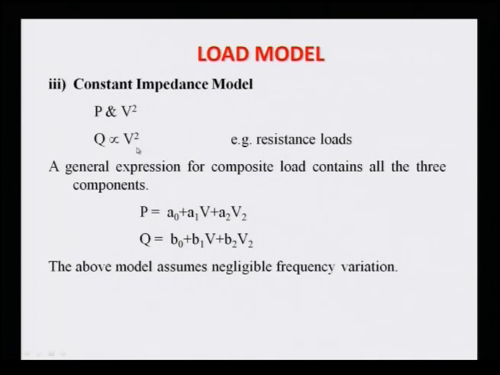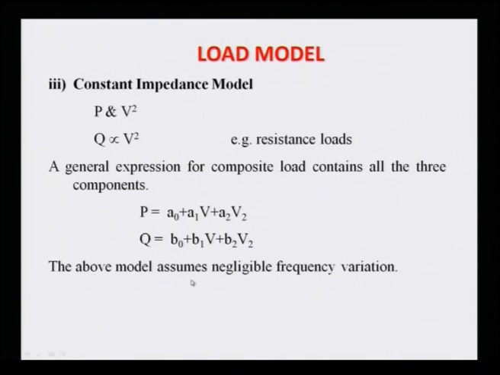So, taking care of all the three types of load, we can consider a combination of all these three varieties of load into one. I can write the real power is equal to A naught, which is your constant P type load, plus A1 V, which is the constant current load multiplied by A1, and another one is your A2 V square. Here there is some mistake, it is not V2, it should be V square. So, P is equal to A naught plus A1 V plus A2 V square, and similarly the reactive power we can write as B naught plus B1 V plus B2 V square.